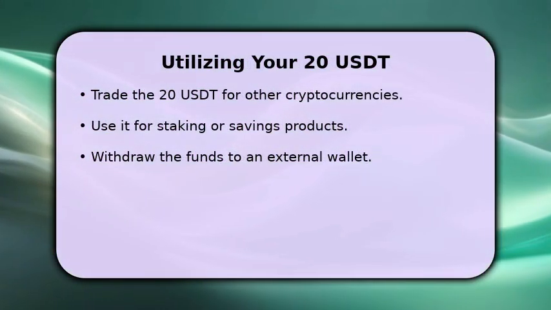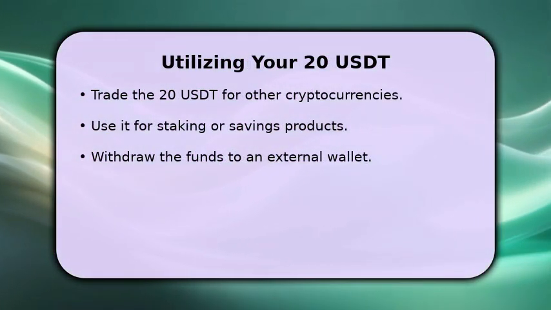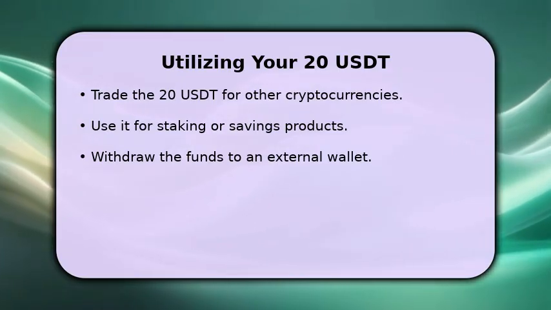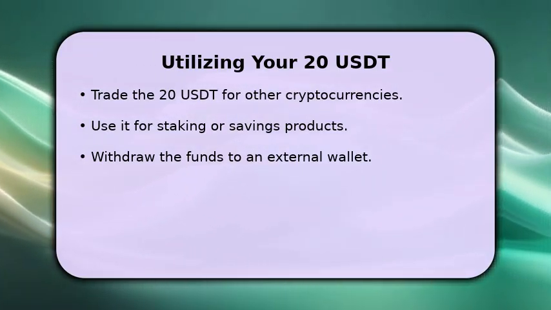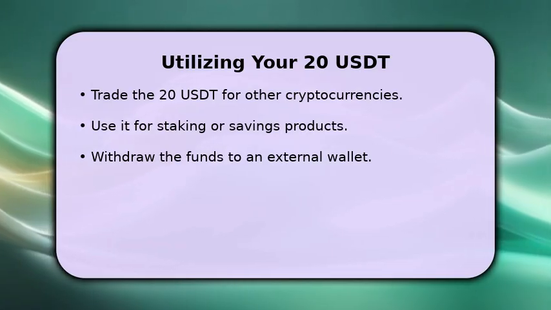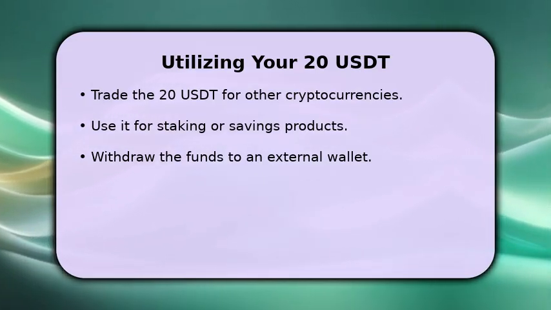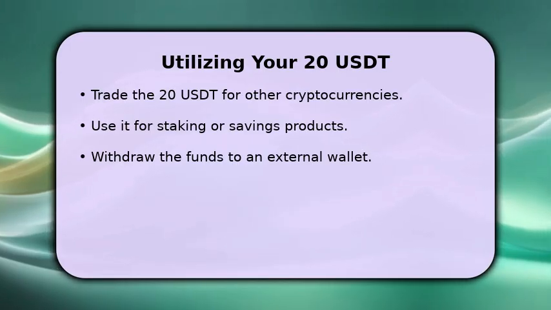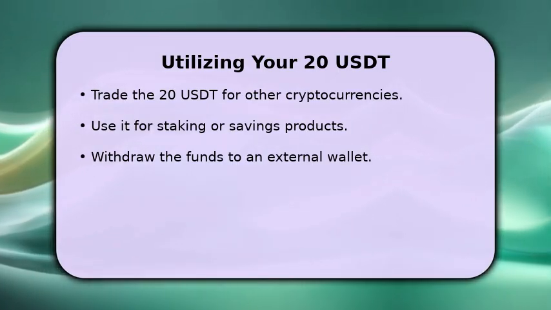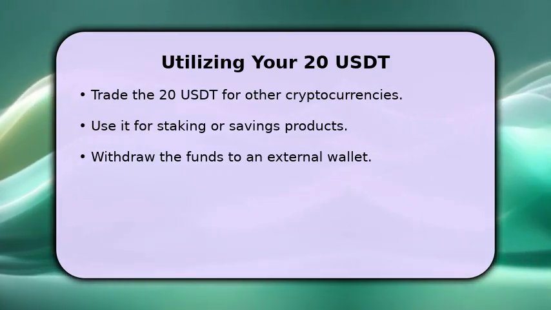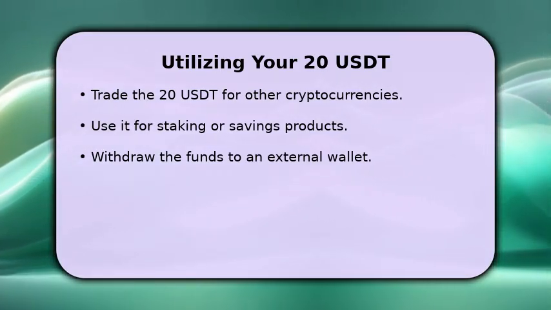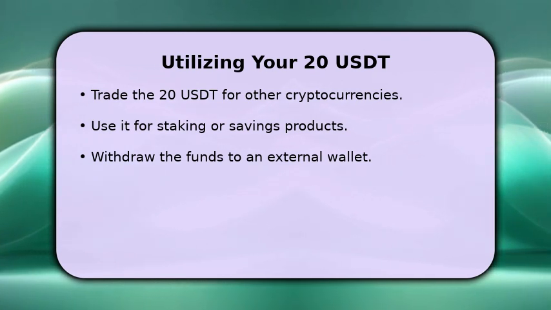With your 20 USD now in your Spot wallet, you have several options. You can trade it for other cryptocurrencies on the Binance exchange, or use it to participate in staking or savings products to earn passive income. Alternatively, you might choose to withdraw the funds to an external wallet, or simply hold onto it for future investment opportunities. The choice is yours.